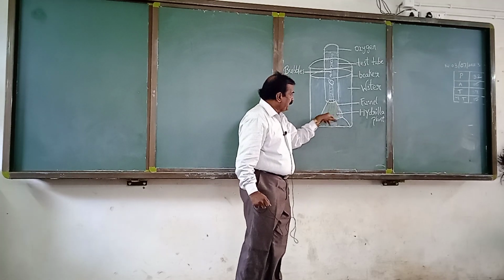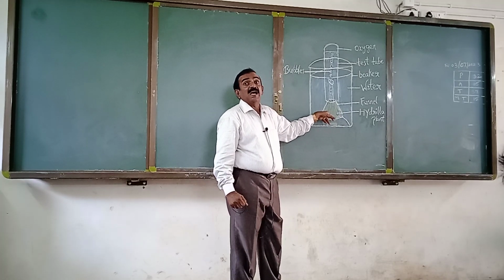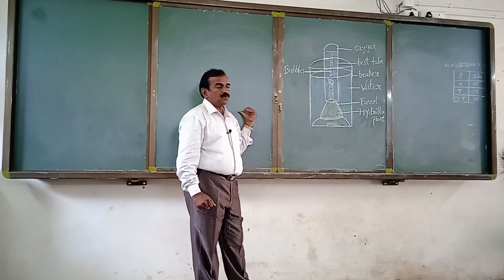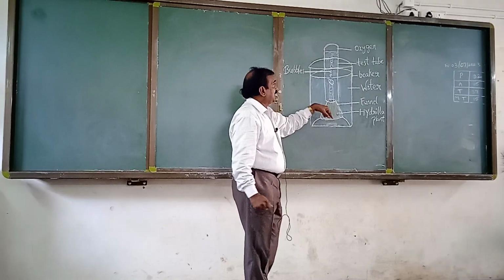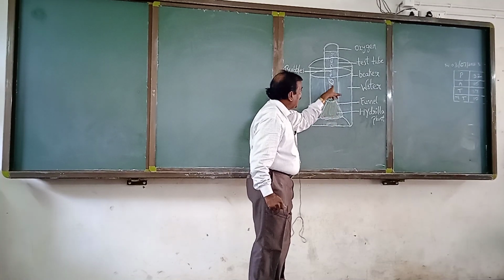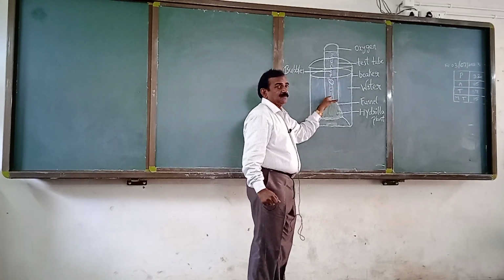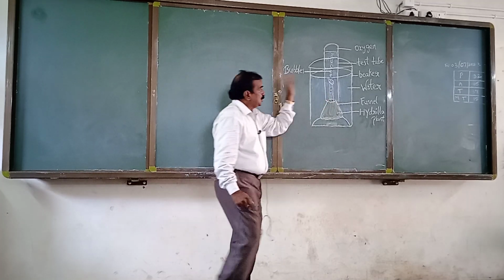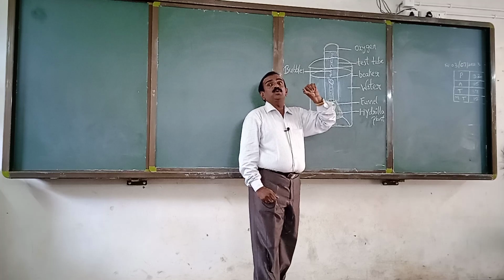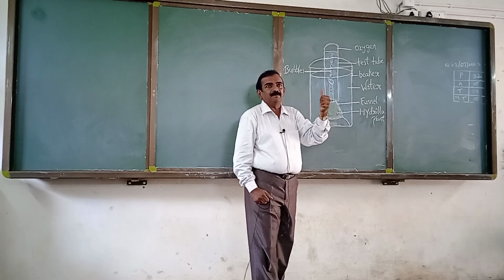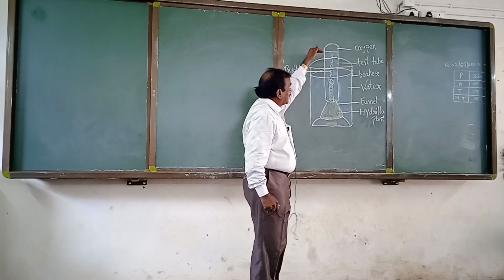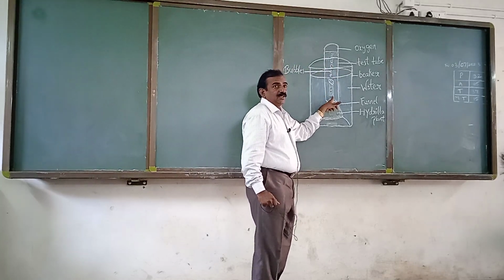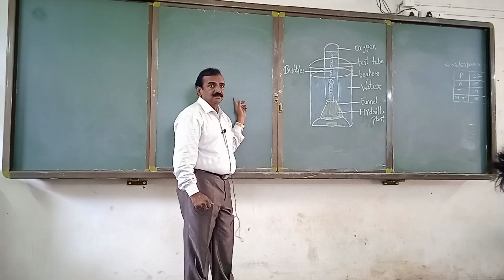The wide end of the funnel holds Hydrilla twigs. Here also we need to take Hydrilla twigs. The narrow end of the funnel is submerged in the water, here also. Later we need to take 2 test tubes completely filled with water, and keep the test tubes on the narrow end of the funnel.